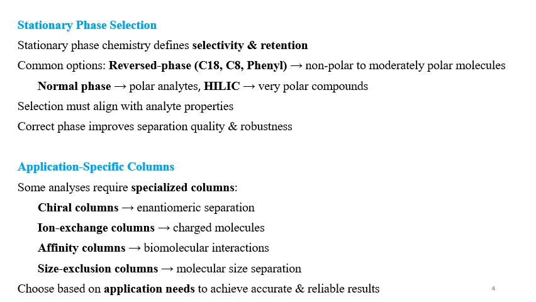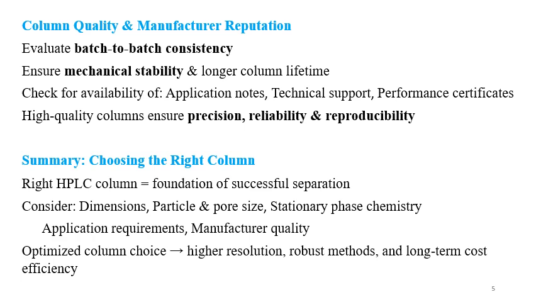Application specific columns. There are different columns like chiral columns, ion exchange columns, affinity columns and size exclusion columns. Some analytes require specialized columns. Chiral columns for enantiomeric separation. Ion exchange columns for charged molecules, that means ion exchange columns are used for separation and study of charged molecules. Affinity columns for biomolecular interactions. Size exclusion columns for molecular size separation. Then preparative columns are also there for the separation of molecules. Select the column based on application needs to achieve reliable, reproducible results.